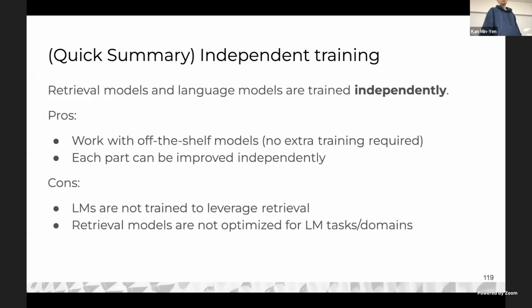For independent training, the idea is basically we just train the two components independently from each other. The pro is that we can do something like plug and use. Essentially, we can take the powerful language models and the powerful retrievers and put them into the system, and each part can be improved independently. But the con is LLMs are not really trained to leverage the retriever, and retrievers are not really trained to optimize for the LLM task.